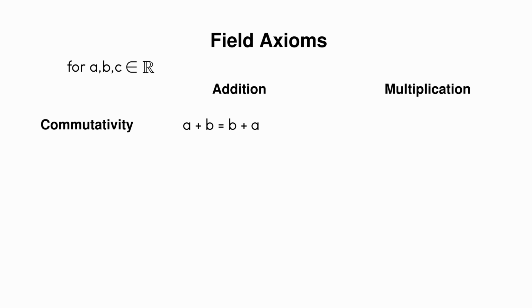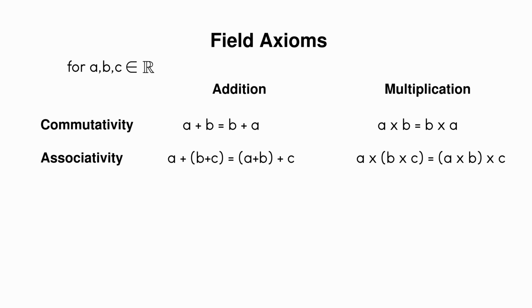We have the commutative property for addition, that is a + b = b + a. Same for multiplication, a × b = b × a. We also have the associative property for addition, which says (a + b) + c is the same as a + (b + c). The same applies for multiplication: (a × b) × c = a × (b × c).